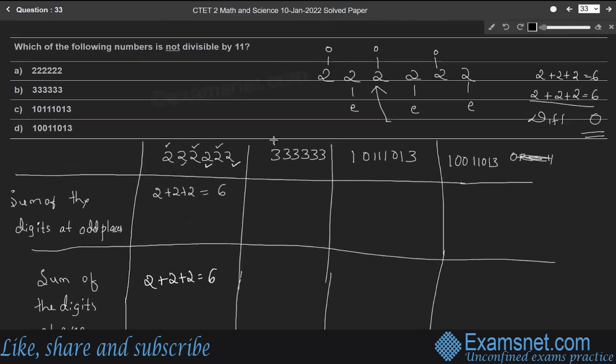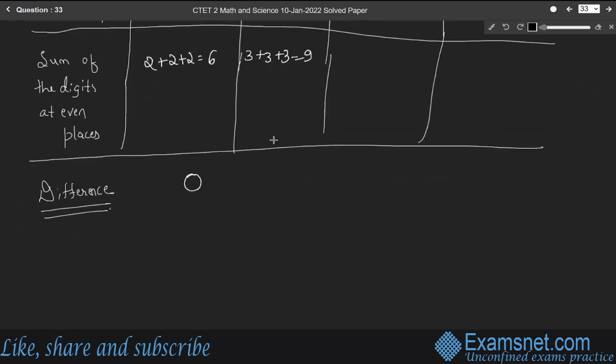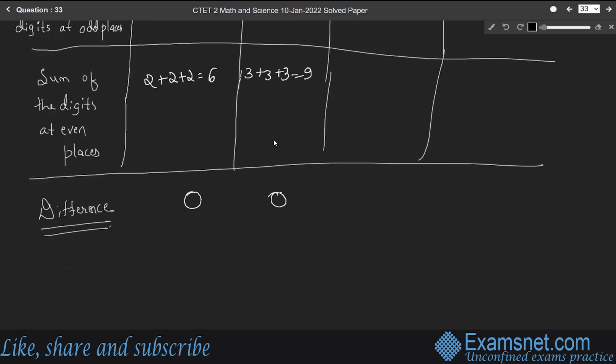So, check with the second one. 3, 3, 3, 3, 3, 3. So, first place, third place, fifth place. So, 3 plus 3 plus 3, that is 9. So, sum of the digits at even places also is equal to 9. Therefore, the difference is 0. Hence, the second number is also divisible by 11.